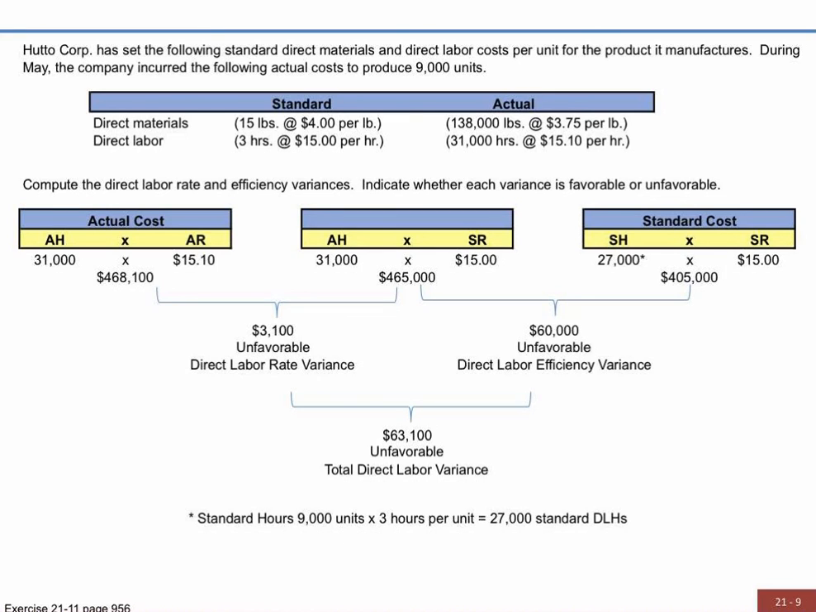And again, you'll note that that's going to be the difference between the 468,100 and the 405,000. So the amount on the far left of the illustration and the amount on the far right is going to be that total variance that we're going to have here.